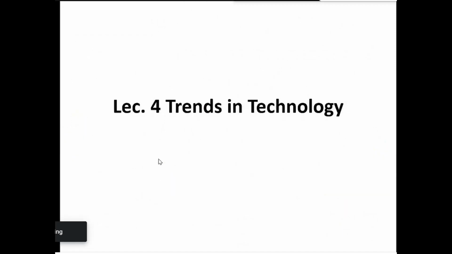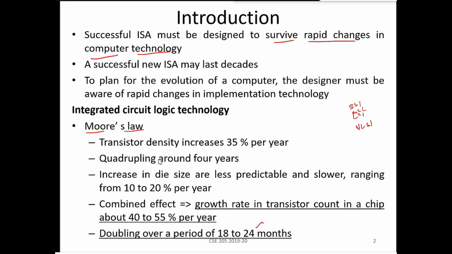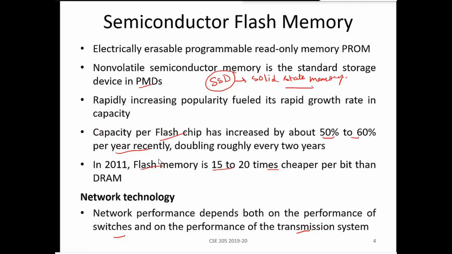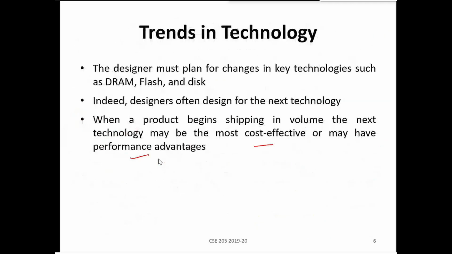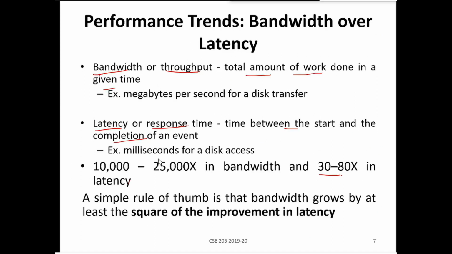Okay, five things, so just remember. One is IC technology, semiconductor, DRAM, flash memory, disk technology. And finally, it should be cost effective and it should also deliver performance. When you talk of performance, bandwidth or throughput, and latency or response time, are the two important measures for performance. So what is bandwidth? The total amount of work done in a given time. And latency is the time between the start and the completion of the event.